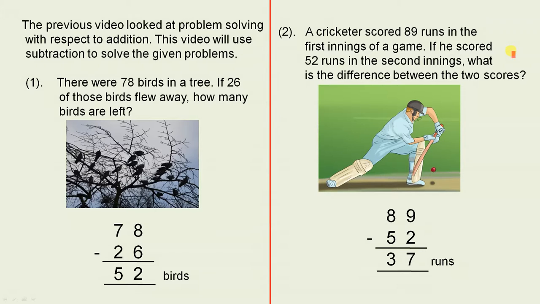A cricketer scored 89 runs in the first innings of a game. If he scored 52 runs in the second innings, what is the difference between the two scores? Now the word difference is a very important word here, and it nearly always means subtraction. So 89 take away 52. 9 take away 2 is 7, 8 take away 5 is 3, so the difference is 37 runs.